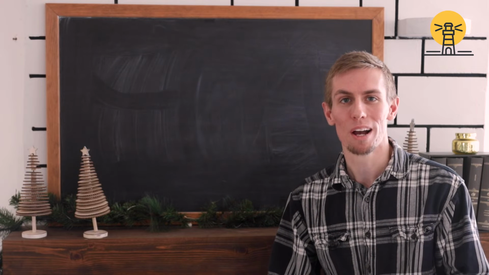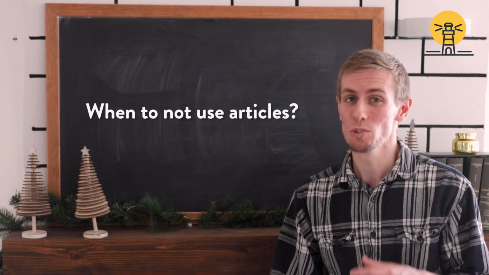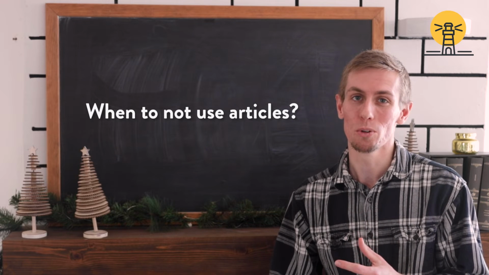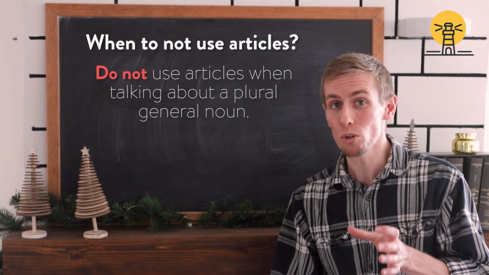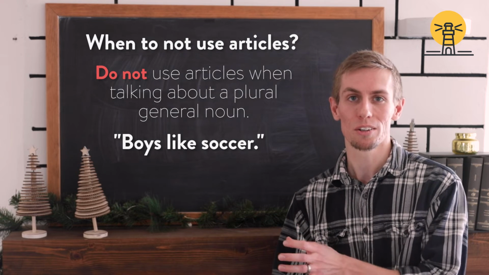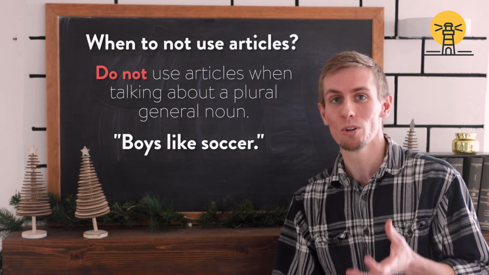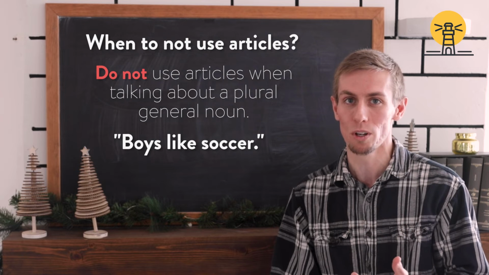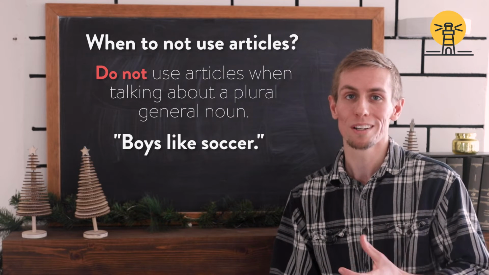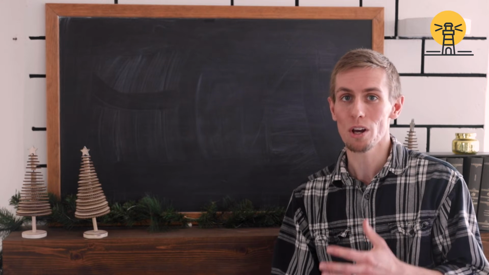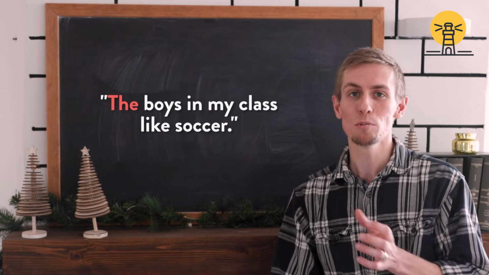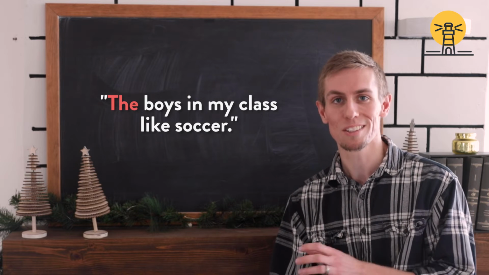Now, let's talk about when to not use articles. One example of a time when you should not use an article is when you're talking about a plural general noun. For example, boys like soccer. This is a plural general noun. You're not talking about specific boys, and because of that, you wouldn't say a or the before it. It's a general noun. But if you're talking about specific boys, then you would use the. The boys in my class like soccer.